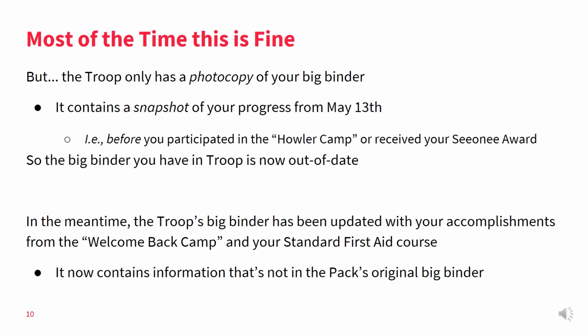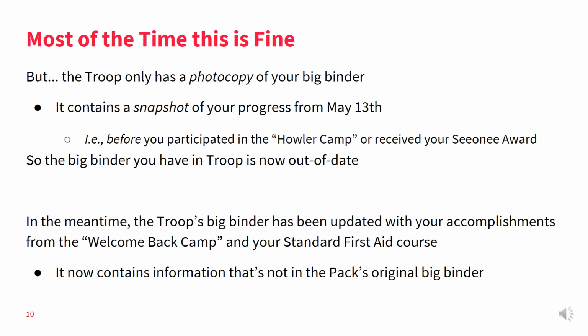But it's important to remember that the troop only has a photocopy of your big binder. And that photocopy was made on May 13th at the advancement ceremony. And it contains a snapshot of what your progress was that date. It doesn't contain any of the stuff you did at the Howler camp or the fact that you received your C&E award. So the big binder you have in troop is now actually out of date.